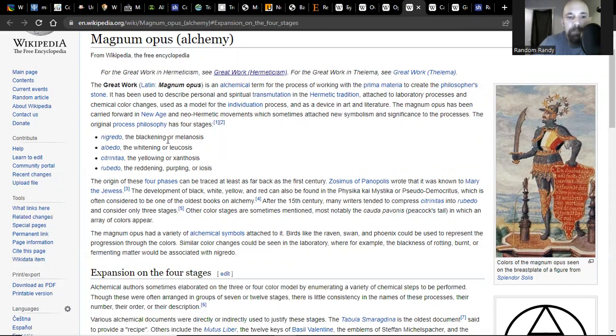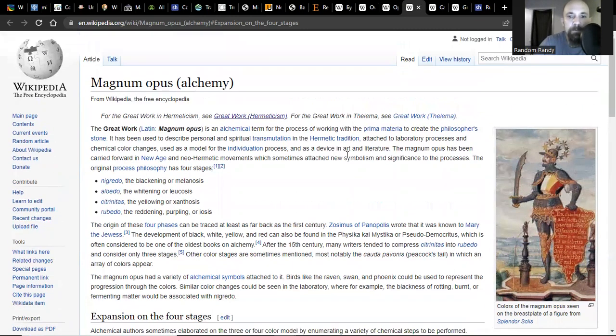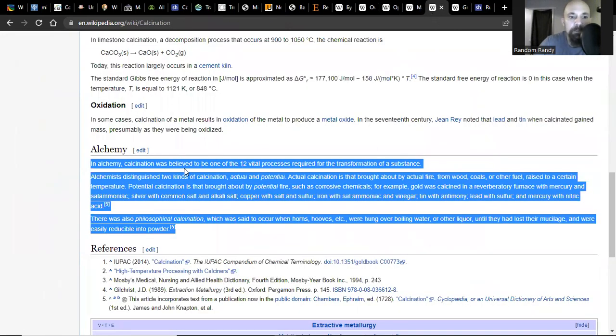Okay, so this is the chemical process, the 4 stages of alchemy. That's in a material aspect. Now, when you look at the spiritual aspect, we have the Hermetic traditions and things like that. Okay, so let's point out some things in alchemy.